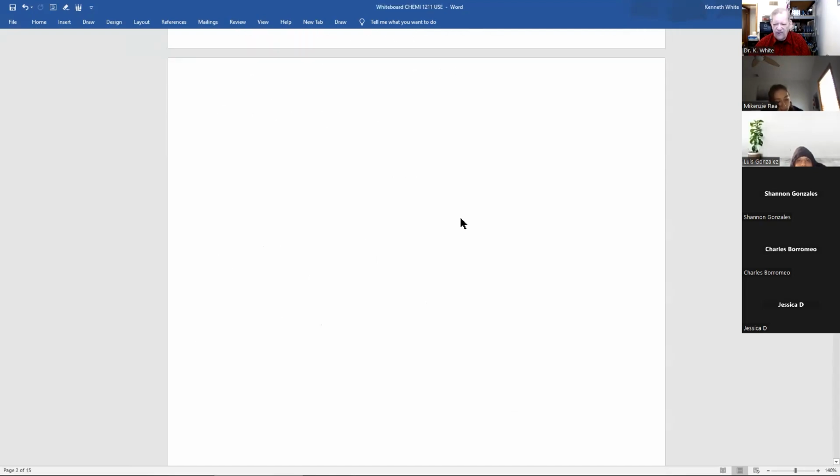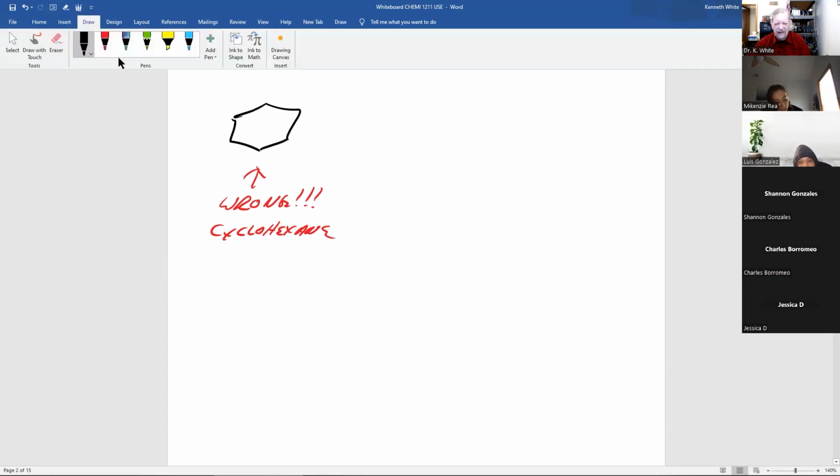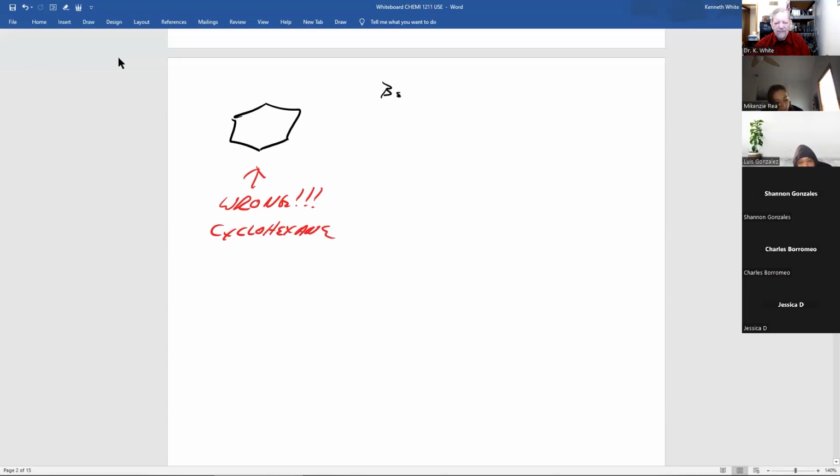If I were to ask you to draw the structure of benzene, and you wrote that down, that's wrong. That's cyclohexane. To draw benzene, there are three ways you can draw it.